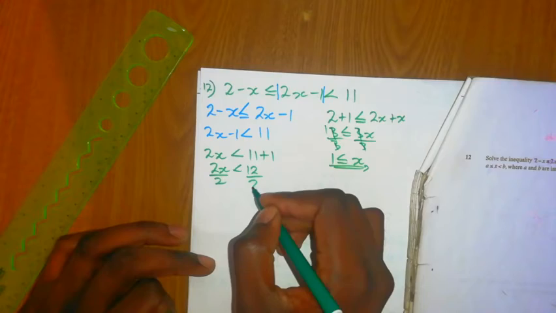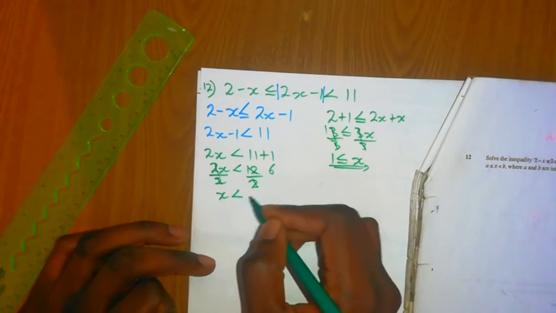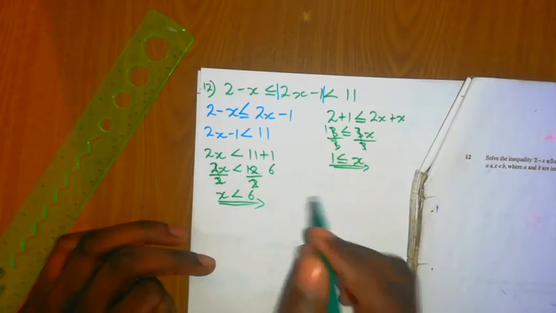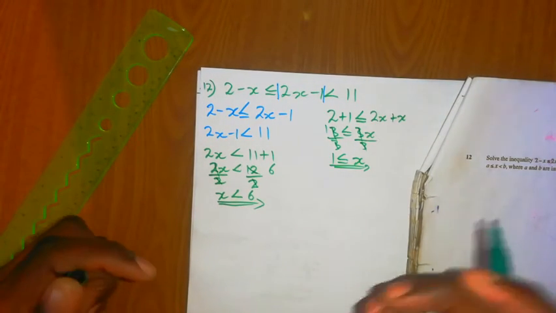Divide both sides by 2. It's now going to be 6. So x is less than 6. That is my answer. The question didn't require you to illustrate your solution on a number line.